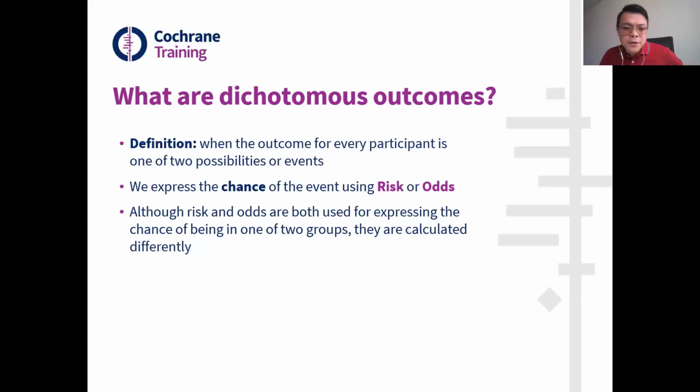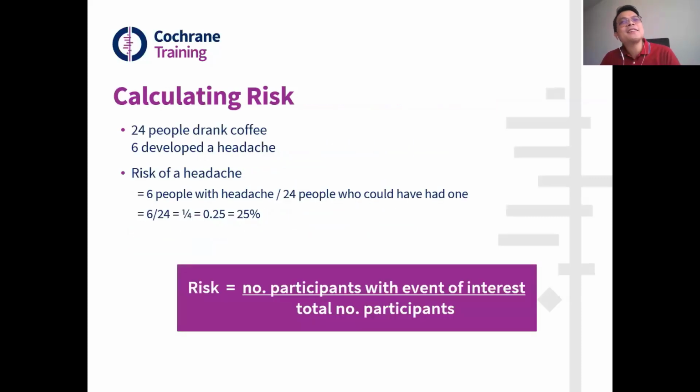So we'll talk about risk first. Risk is probably the concept more familiar to patients, health clinicians, doctors. This describes the probability with which an event will happen. And the formula is the number of participants with the event of interest over the total number of participants. So it answers the question, out of everyone who could experience the event, how many actually did?